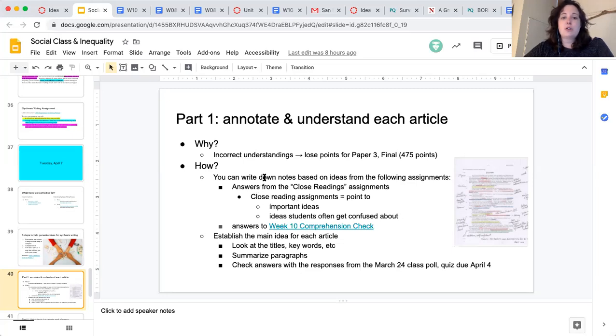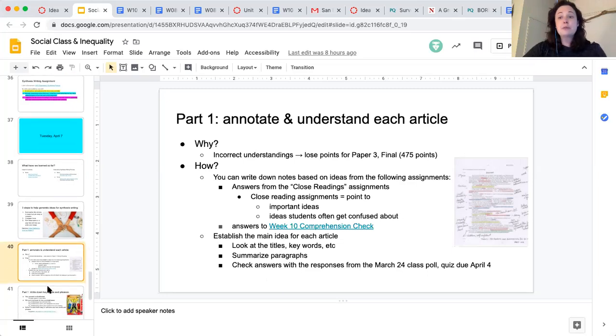So we're making notes based on the close reading assignments, answers to the week 10 comprehension check, looking at the main idea, keywords, summarizing the paragraphs, checking answers with responses from the March 24th class poll, and the quiz due on April 4th. So you're thinking about everything that you know about the articles and bringing it together and sorting it so that it's going to be easier to go through that information. So that's what we're doing right now.